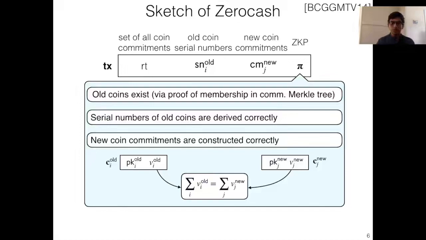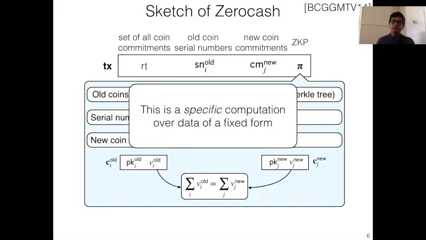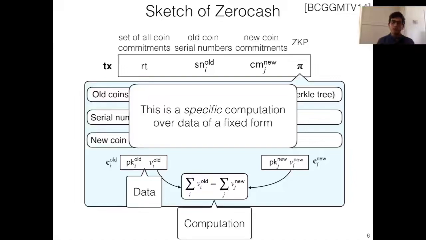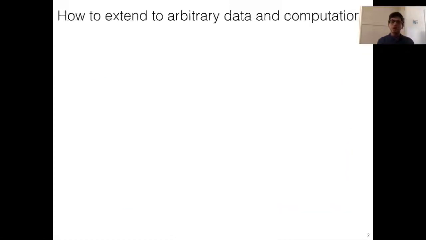This is a very high-level sketch of Zerocash. The key thing for us to take away is that this is actually checking a specific computation over data of a specific form. In our case, the data is just integer values, and the computation that we're checking is the value conservation predicate, that value is conserved going in and out of the transaction. So from this viewpoint, let's try and see how we can extend this to achieving arbitrary computation over arbitrary data.